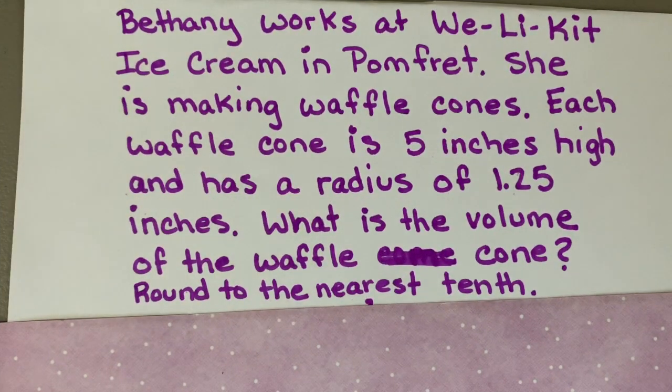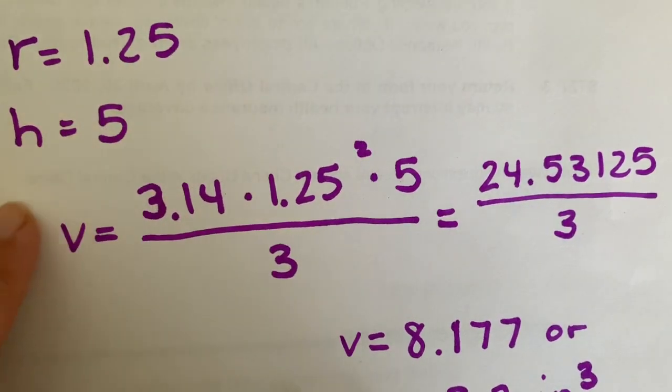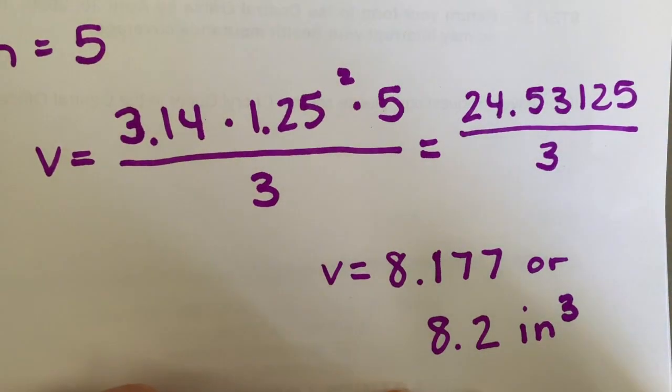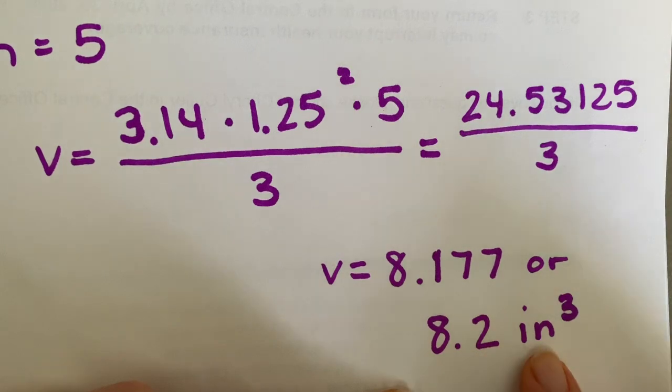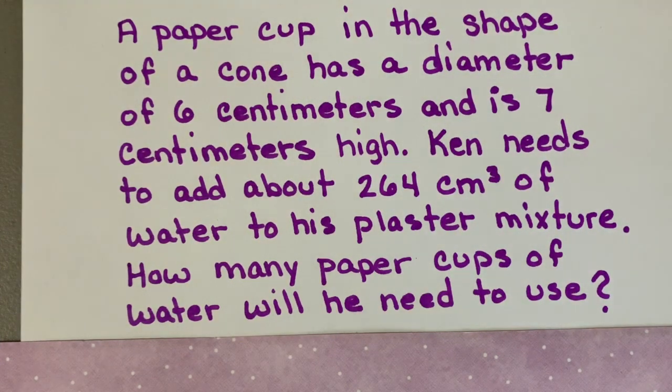So here's our word problem. Bethany works at We Like It Ice Cream in Pomfret. She's making waffle cones. Each waffle cone is 5 inches high and has a radius of 1.25 inches. What is the volume of the waffle cone? Round to the nearest tenth. This one had a radius of 1.25 and a height of 5, so we used the formula and we would get 8.2 inches cubed.